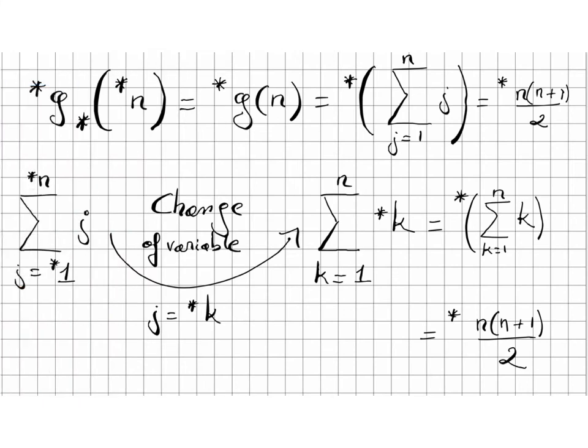If I choose to sum up to a limited number n, again we have the contraction of the stars that is bringing us back to the formula for integers. And alternatively, if we write the sum explicitly, we can define a change of variable with j equals star k, which again brings us back to the expected formula for integers.